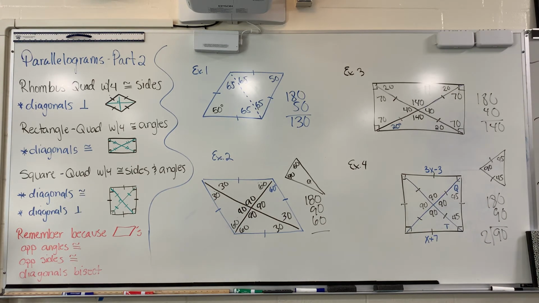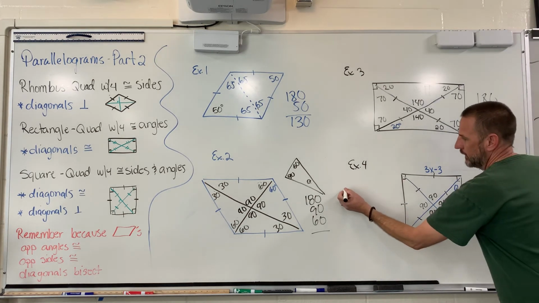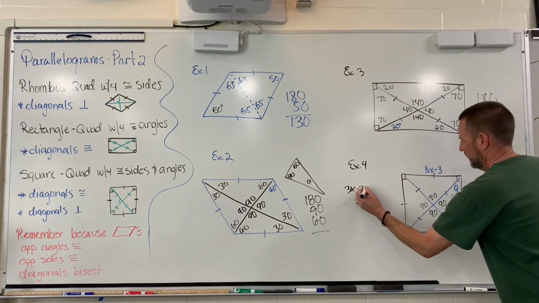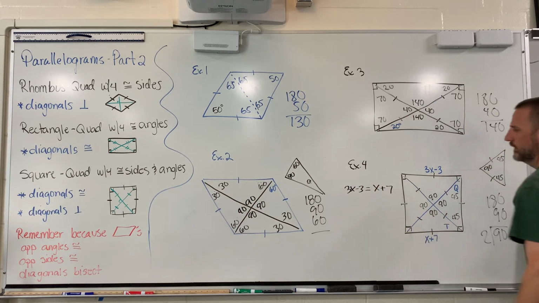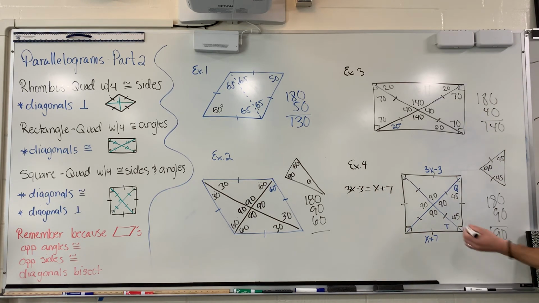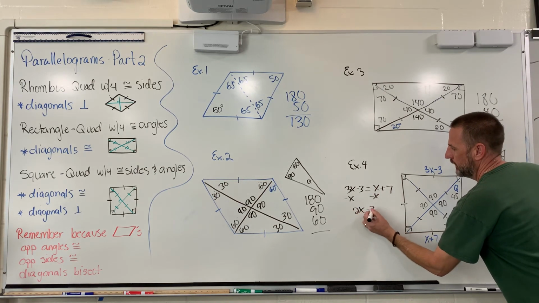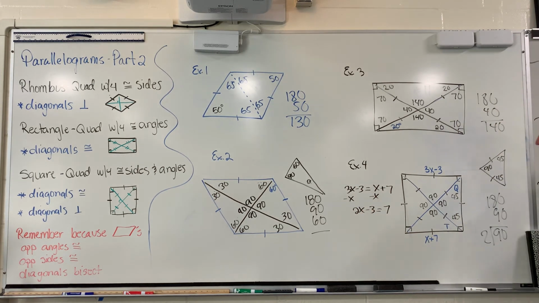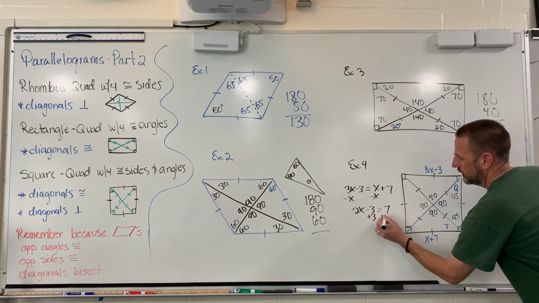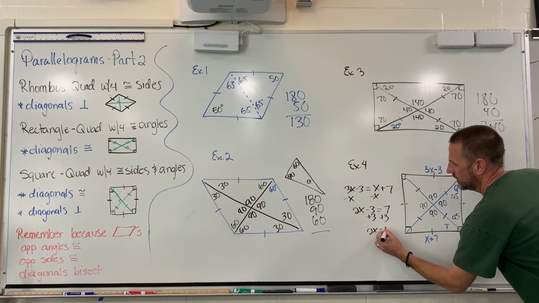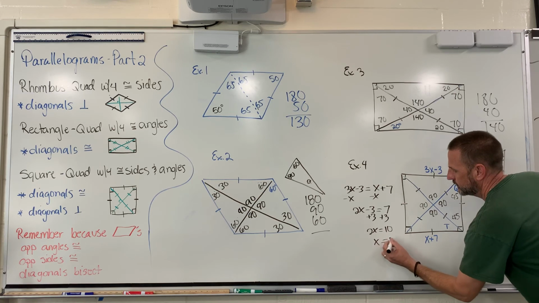Okay, and the last thing we know about a square is that all sides are the same. So if I want to figure out what the value of x is, all I got to do is set this one equal to this one, and I'm good to go. So 3x minus 3 equals x plus 7. Again, variables on both sides. Take the smaller. 2x minus 3 is 7. Add your 3. 2x is 10. X is 5.